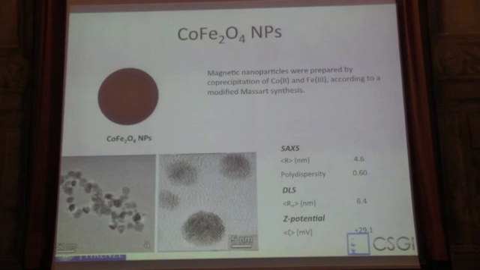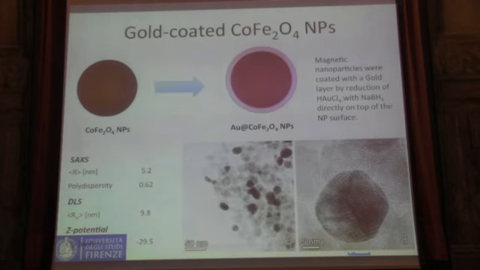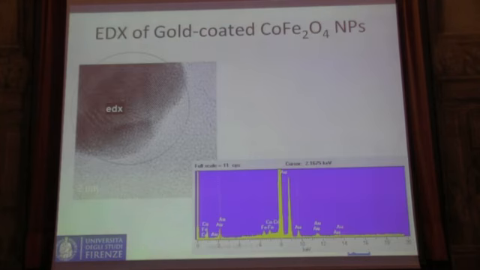So you start from cobalt ferrite nanoparticle, you produce the nanoparticle and you characterize the nanoparticle by using small angle X-ray scattering or dynamic light scattering or Z potential. These are classical methodology we use for nanoparticle. Then you coat the nanoparticle with gold, and here you can control the thickness if you want to increase or decrease the thickness depending on what you need. You can control the gold that you have on top of the particle.